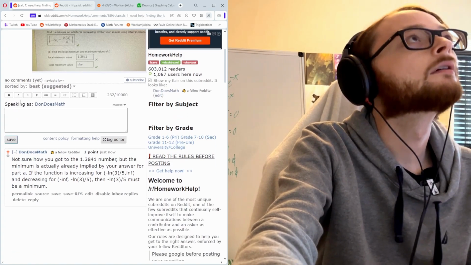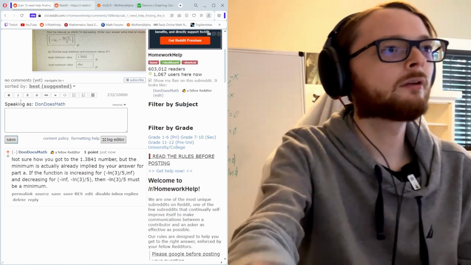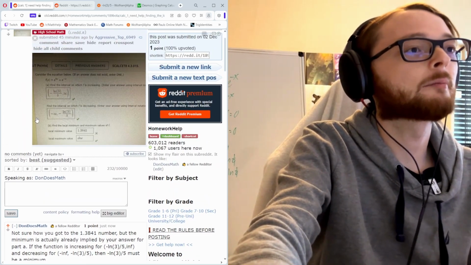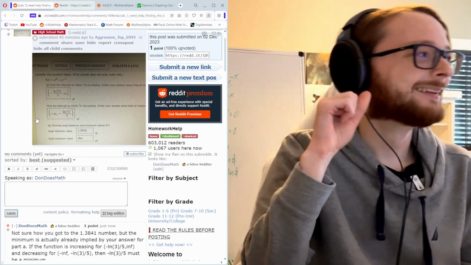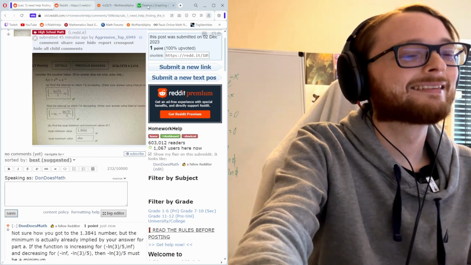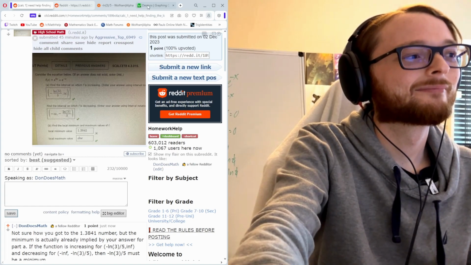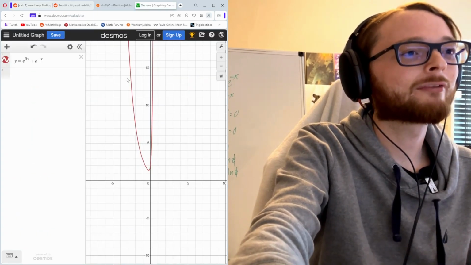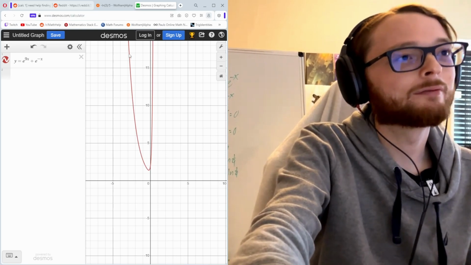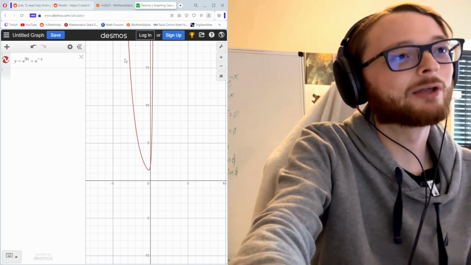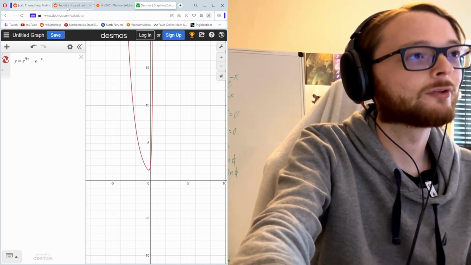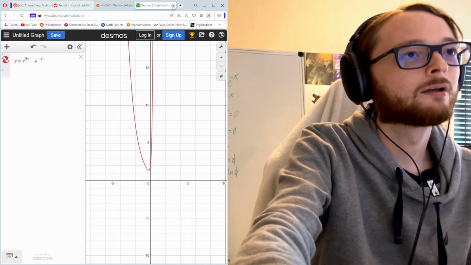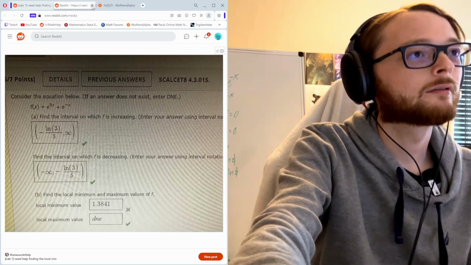Wait. If it's a minimum, shouldn't it always be increasing? No, never mind. I was thinking like, oh, the left side is going up, so that means it's increasing. But no, even though it's going up depending on your perspective, it's actually going down. So the slope of the tangent is negative. Okay. That's good for that question.